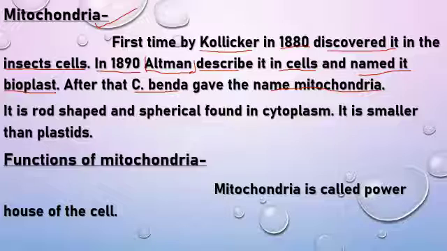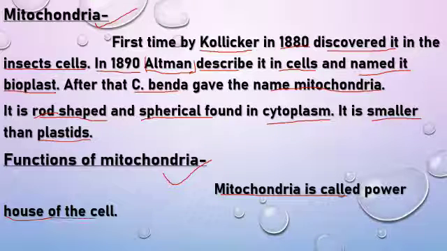And here we will discuss the shape and size of the mitochondria. Mitochondria are rod shaped and spherical, meaning rounded. Where are they found? They are found in the cytoplasm. What is the size? They are smaller in comparison to the plastids. And the last one is the function of the mitochondria. Mitochondria are called the powerhouse of the cell, and it's important to remember this.